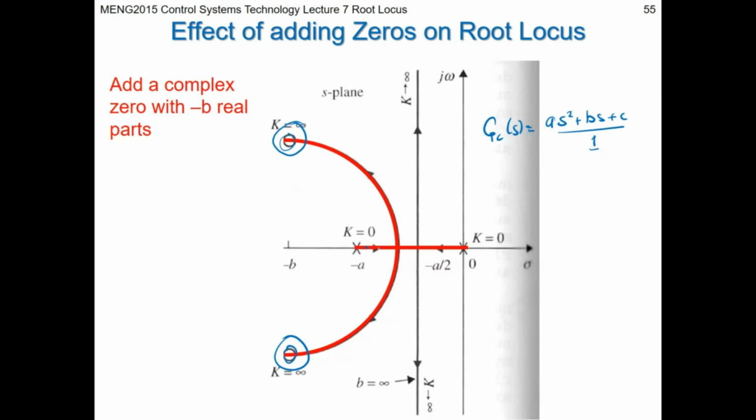So what's happening here is both these loci emerging from these two poles, one's going up here, the other's going down here, and each one converges at a zero. There are no leftovers, so there are no loci going off to infinity in any direction.